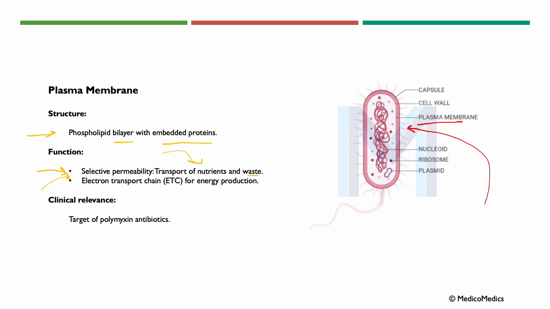Furthermore, as we mentioned, the electron transport chain is here for energy production. And as we mentioned, why is this clinically relevant? Because it is the target of, for example, polymyxin antibiotics.